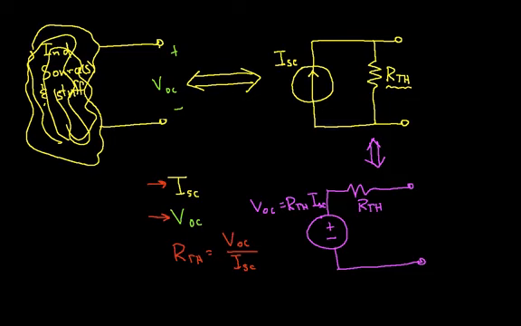This is actually true in general. If I have a circuit that looks like this, a current source in parallel with a resistance, I can transform it to a voltage source in series with that resistance, and vice versa. If I have the voltage source in series with the resistance, I can transform it to the current source. So that's a useful thing to know.